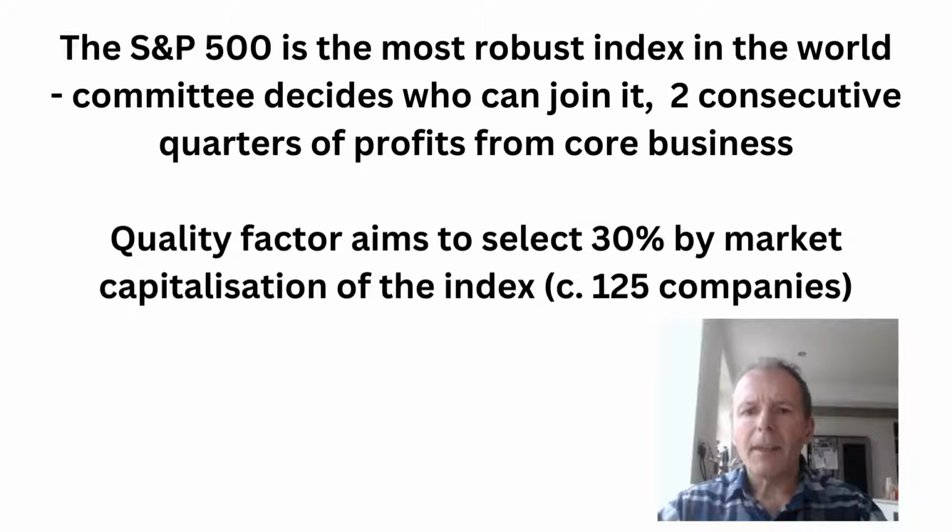We should remember that the S&P 500 is probably the most robust index in the world because it has a committee that decides who's going to be within the index in terms of new admissions, and companies have to have 2 consecutive quarters of profits from their core business before they're allowed to join. So it's a much stricter hurdle than other indices.